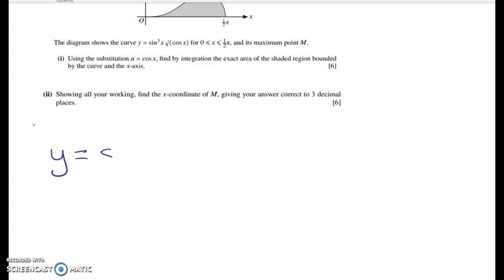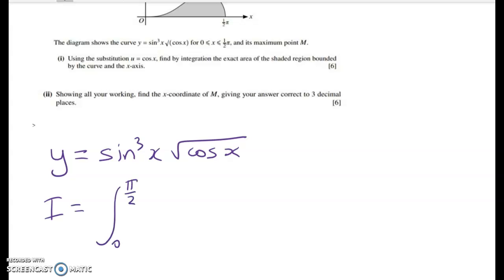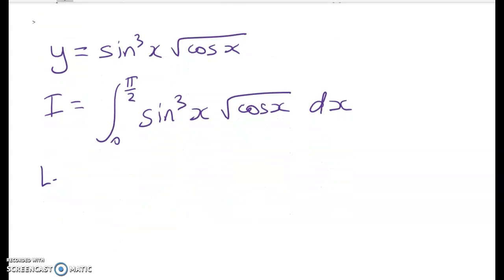So let's start here. y equals sine cubed x root cosine of x. So the area will be the integral between pi on 2 and 0 of sine cubed x times the root of cos x dx. We've been told what substitution to use, so we can just get on with it. Let u equal cos x. We can differentiate to get du by dx is equal to negative sine x.